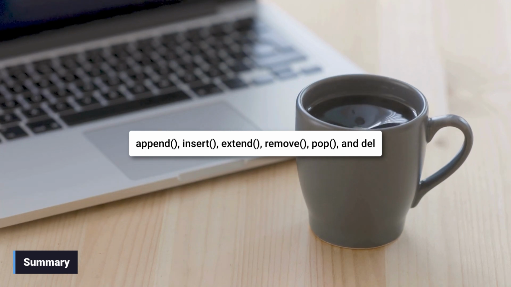To summarize, use append for the end, insert for a specific spot, and extend to merge lists. Use remove to delete by value, pop to delete by index and retrieve the item, and the del keyword to remove by index or slice.